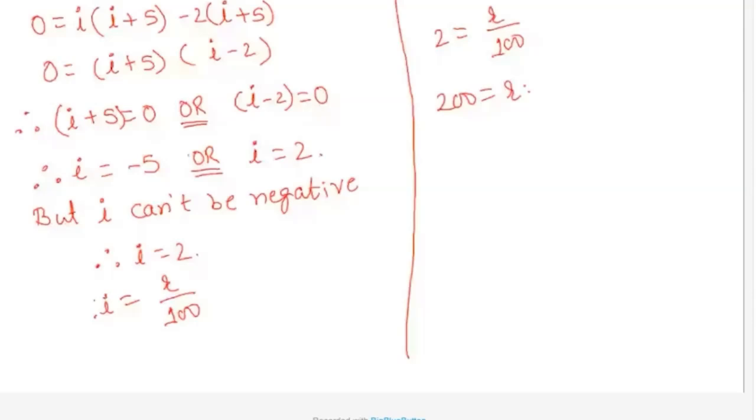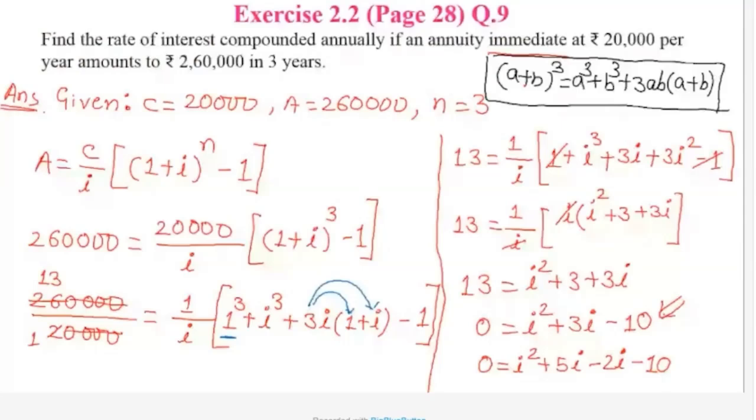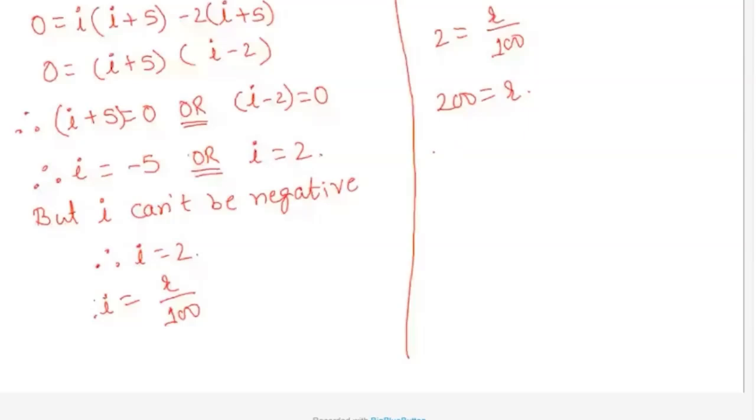What was asked in the question? We got R. What is asked in the question? Find the rate of interest. We got the rate of interest. How much rate of interest? It came out quite high. 200%. Okay. So final answer: rate of interest is 200%, and then you have to write PA also, per annum. Rate of interest 200% per annum.